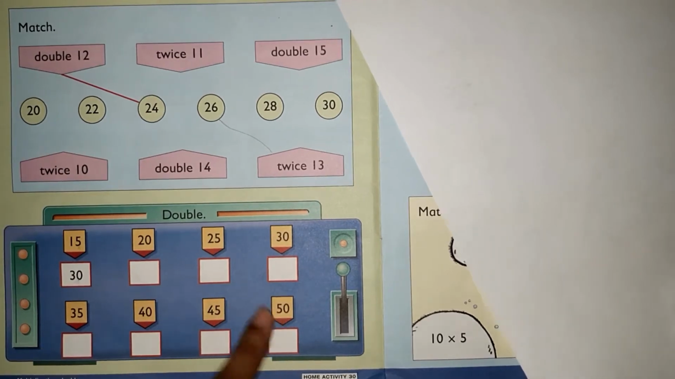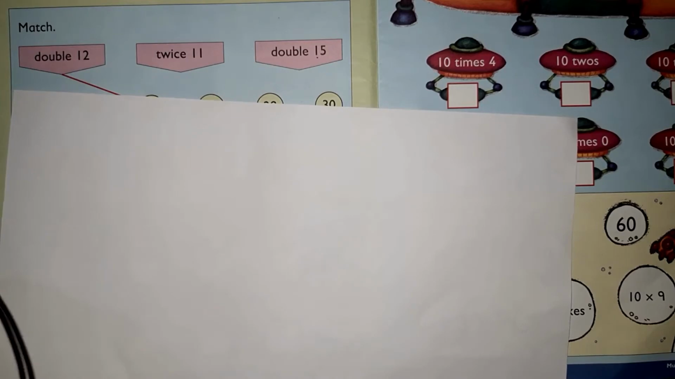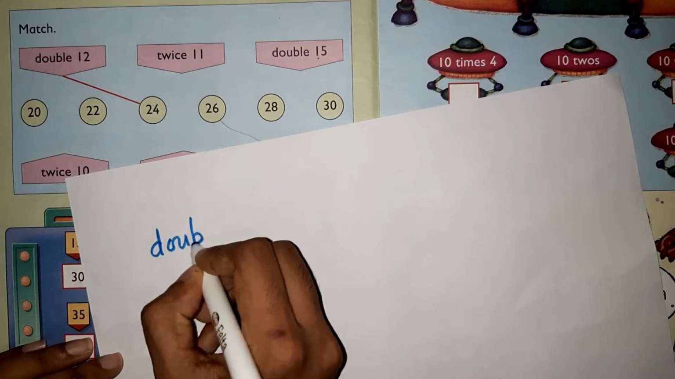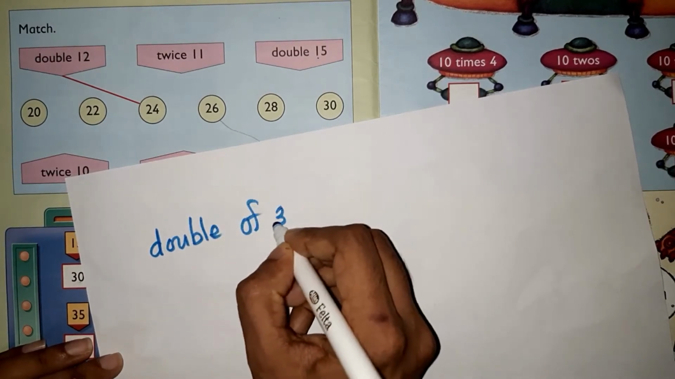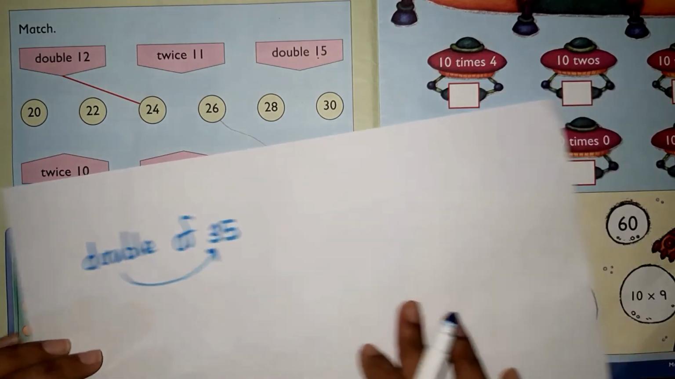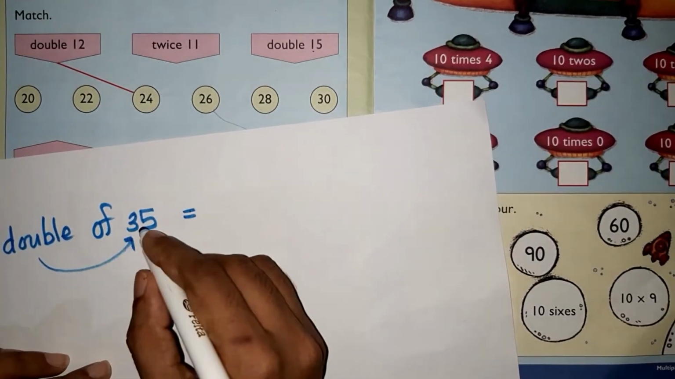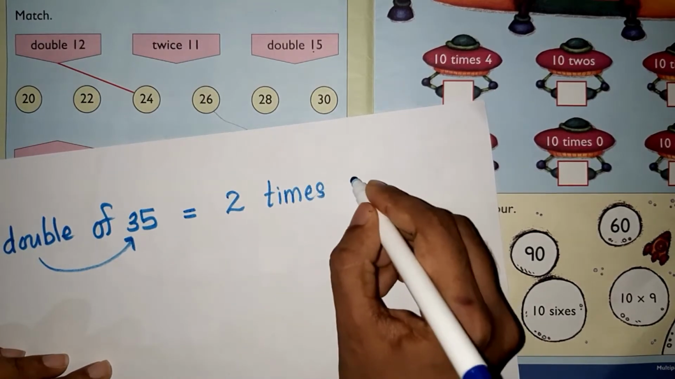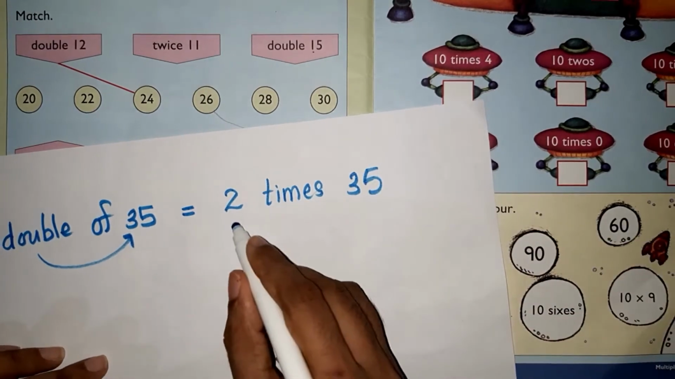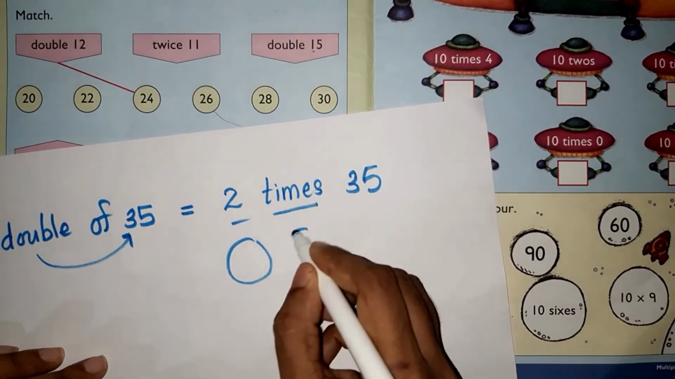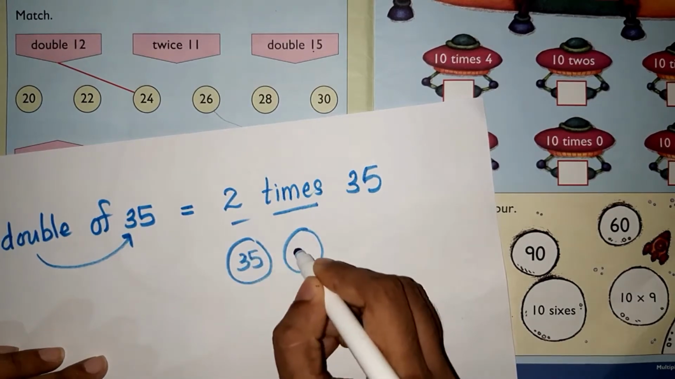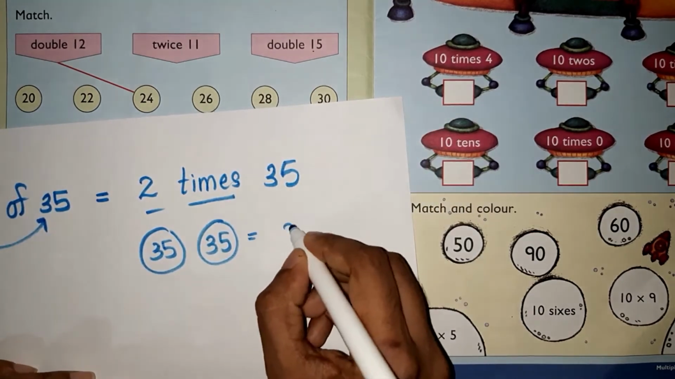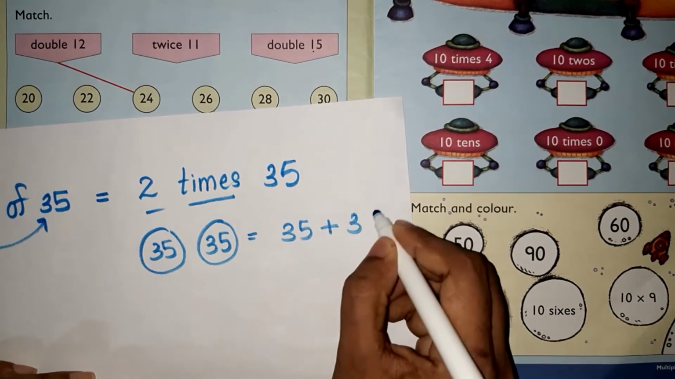35 and 50. Okay, so here the double of 35, you need to double 35. So what does it mean? Double of 35 means 2 times 35. 2 times means 2 sets of 35s. This means 35 plus 35.